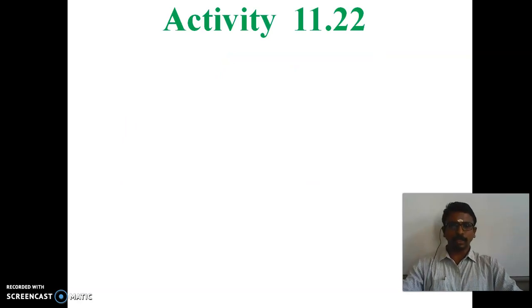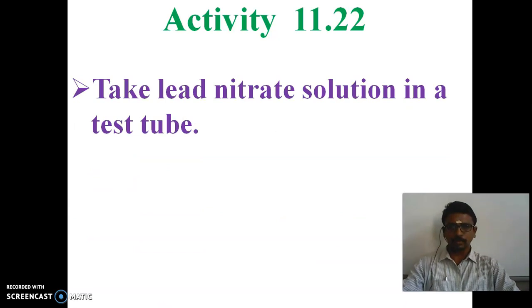Before going to the topic, let me do one activity. Take the book, activity number 11.22. First, we have to take lead nitrate solution in a test tube. Children, what is the formula for lead nitrate? The formula for lead nitrate is Pb(NO3)2.